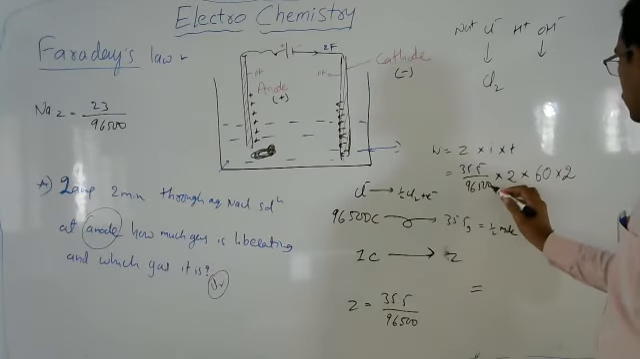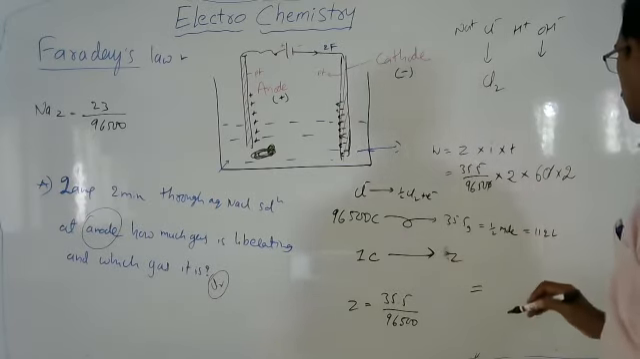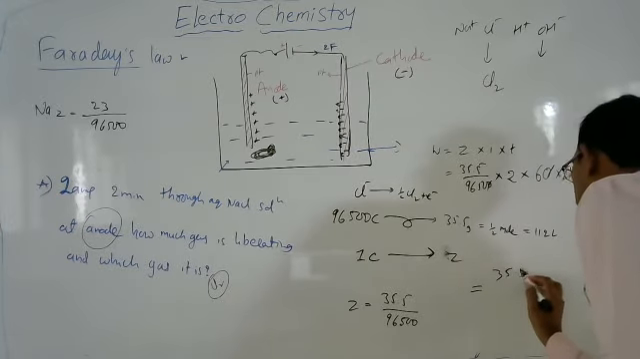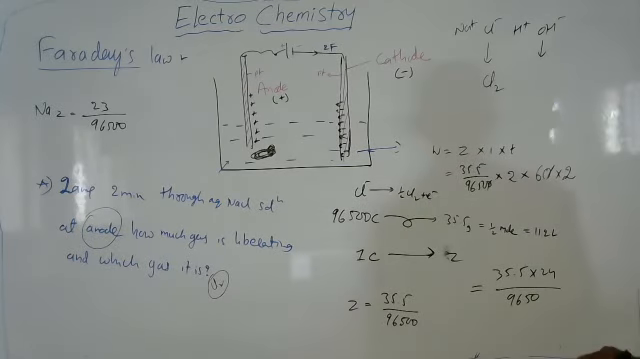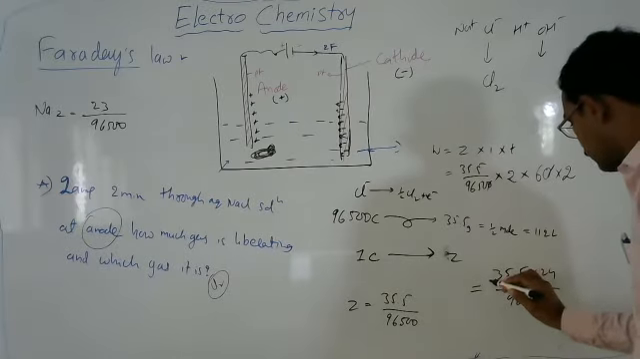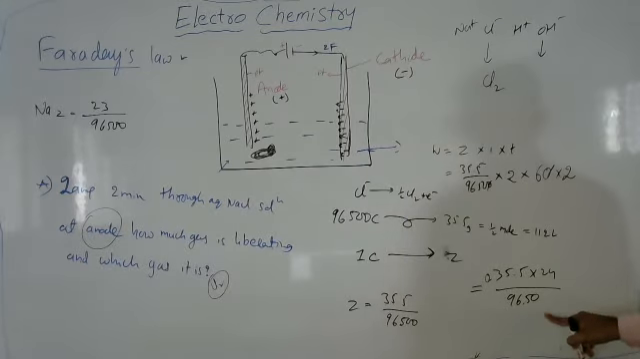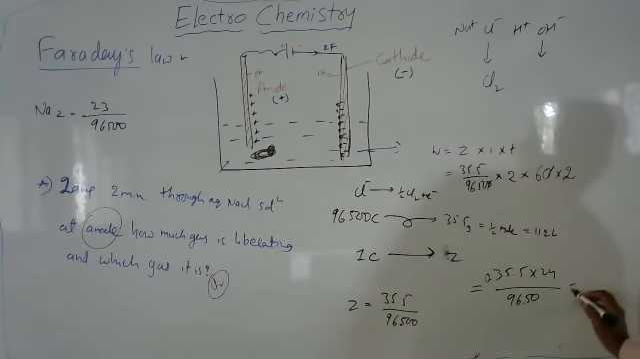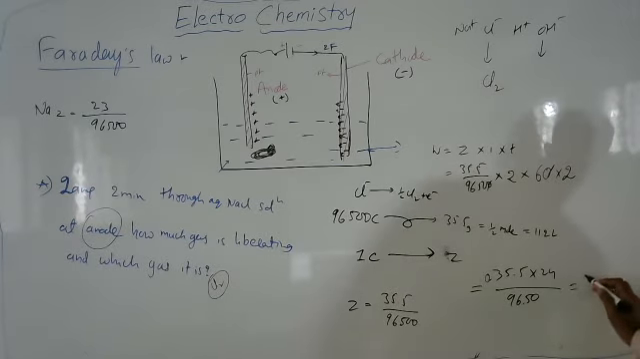Approximately, the zeros get cancelled, 12, 24, 35.5 into 24 by 9650. Then, if I keep the decimal here, I can take 24 threes are 72, which means 7.2 upon 96.